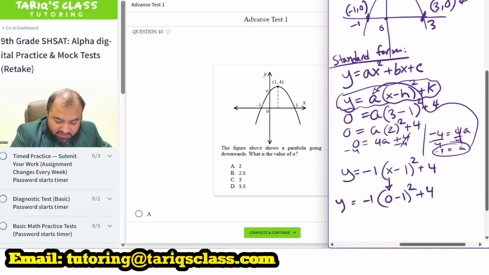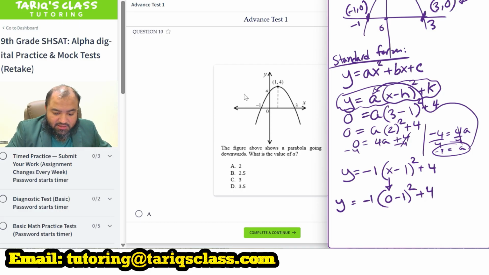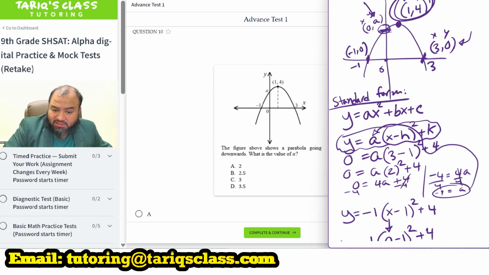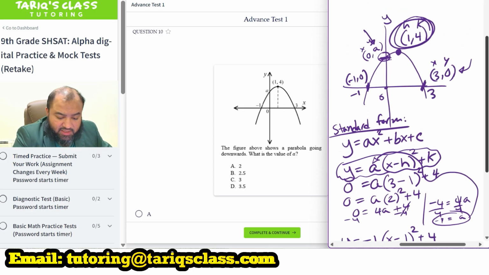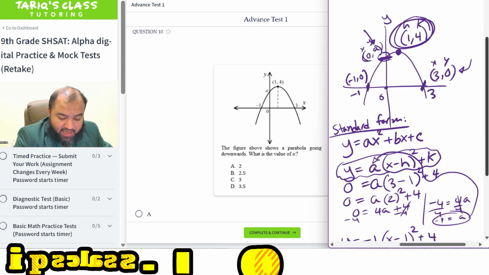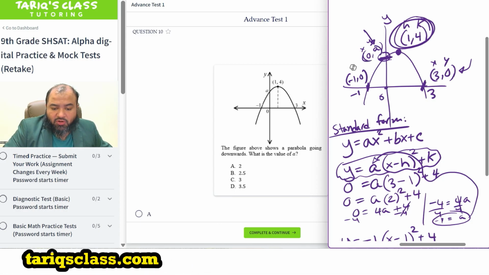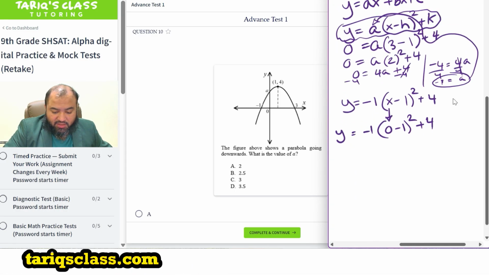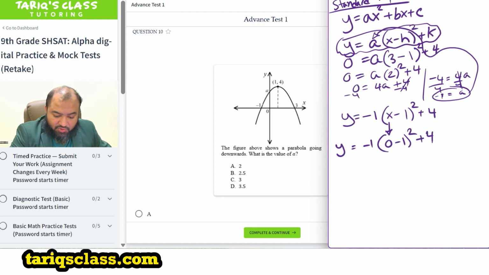Everything else, I keep it as it is. This y here, you can plug in a, because we're plugging in this point. These are the function type of questions, quadratics, a lot of plugging in. So this here is 0 comma a. So x is the 0 and y is the a. You can plug in a instead of y.